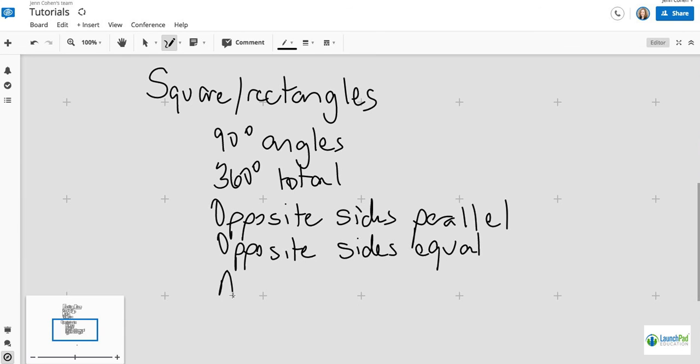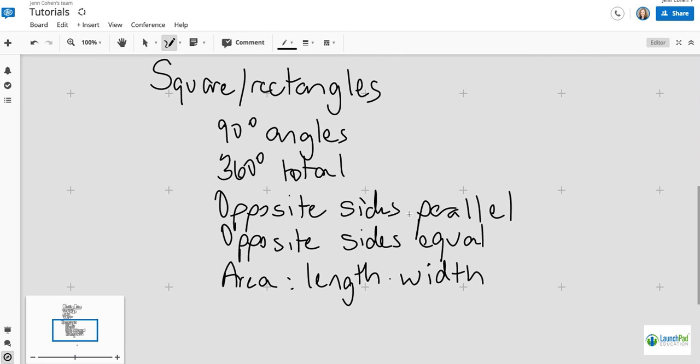To find the area, you just multiply length times width, or as the case may be, base times height. They really kind of mean the same thing. So that's easy and probably something you remember already, but just in case, I'm going to throw it in there.